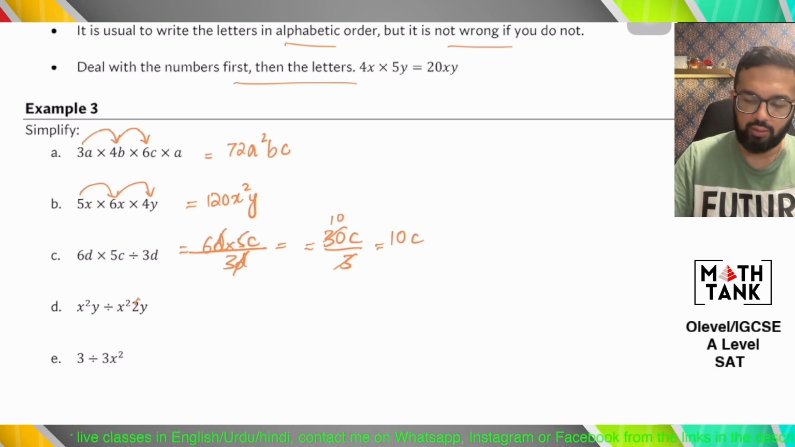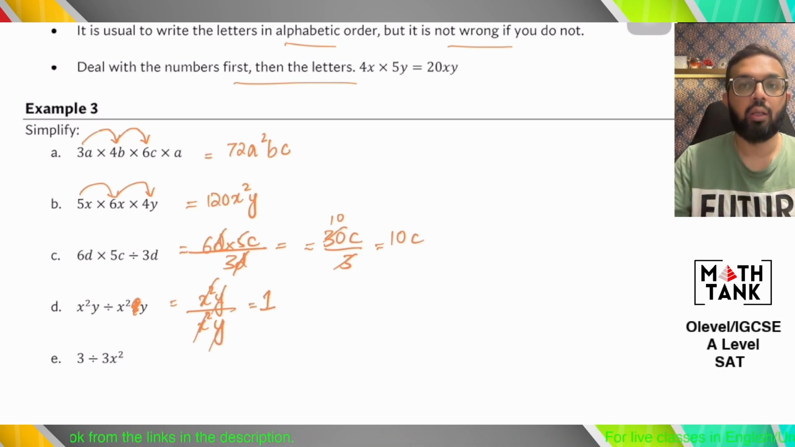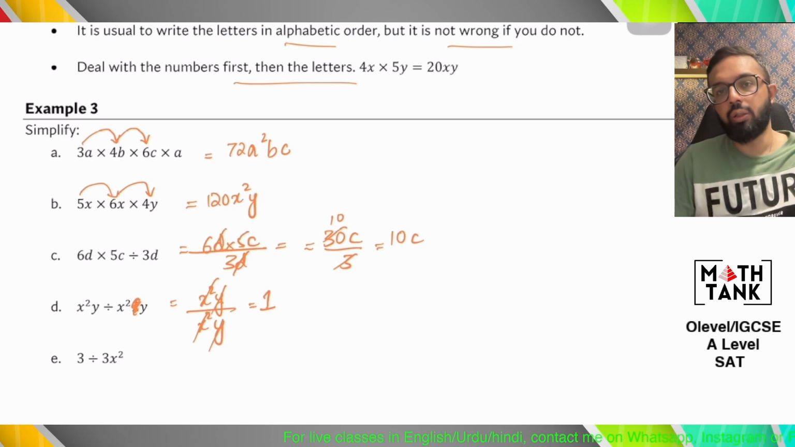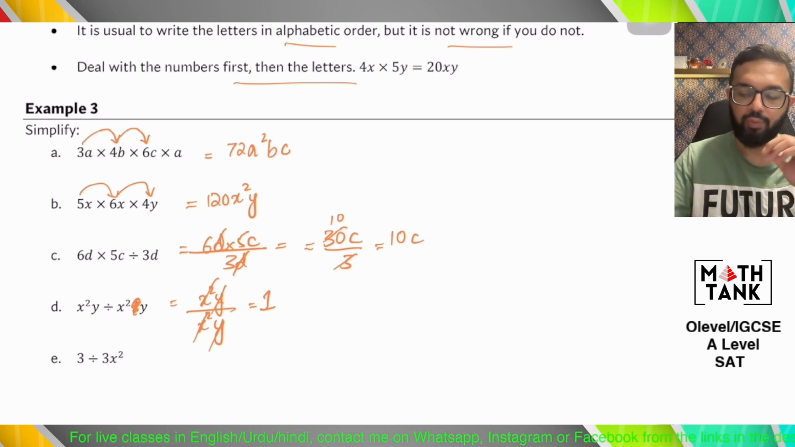Okay. This is a typo. There shouldn't be a 2 here. So it's just x square y divided by x square y. If everything cancels out, you're left with 1. Remember this. A lot of you have this problem that you round this off to 0. When things cancel out in numerators and denominators, they don't go down to 0. They go down to 1.